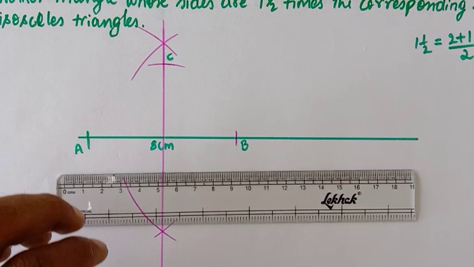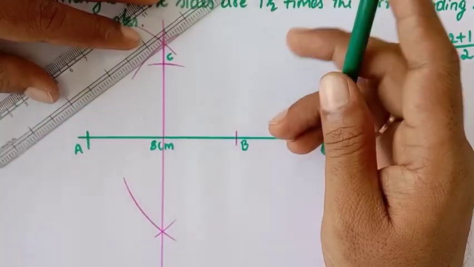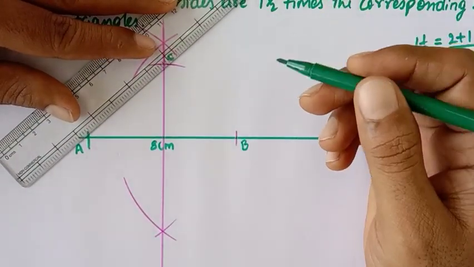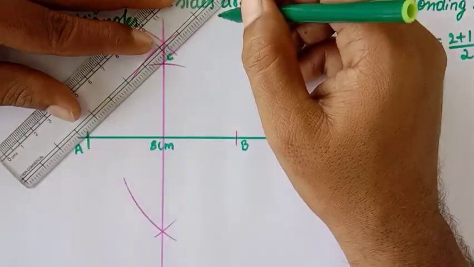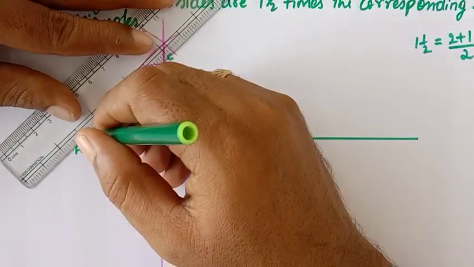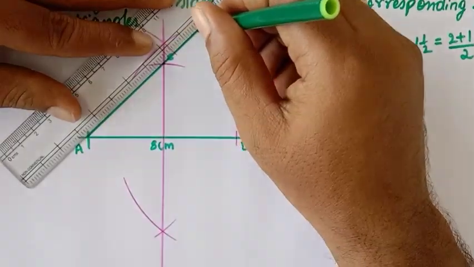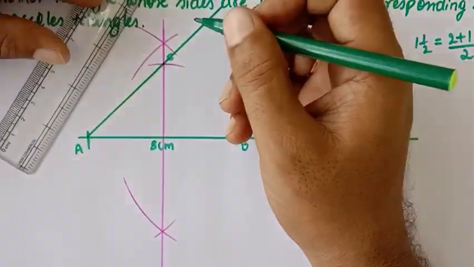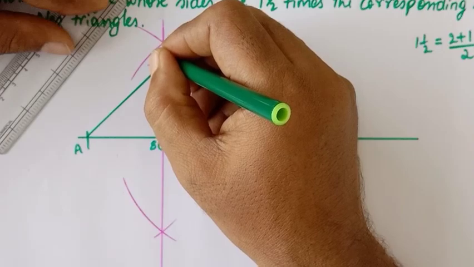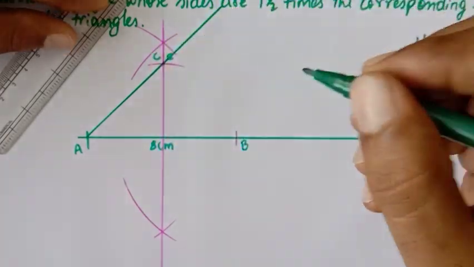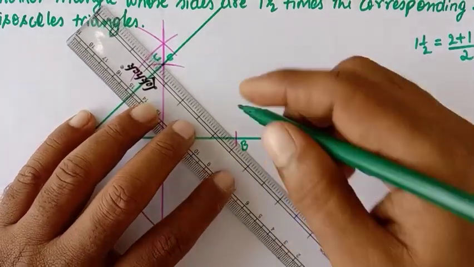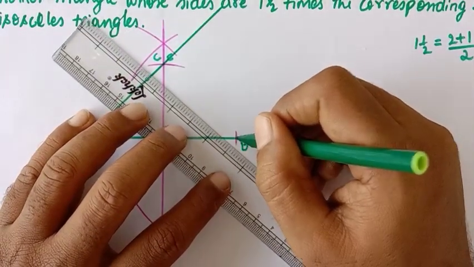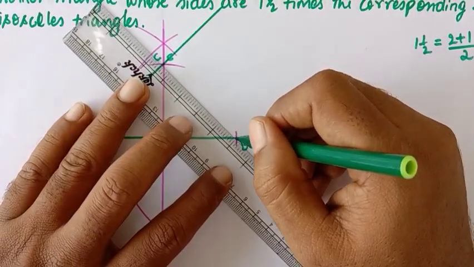And then I will cut a line here from A. I will join AC. I will be joining A and C. I have joined AC. Let me rewrite C once again. Let this be C. So I have joined AC, and now I will be joining BC.